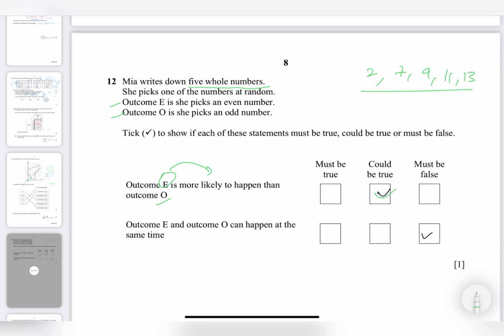Outcome E and outcome O can happen at the same time. Can they happen at the same time? Listen carefully, just try to understand the question. Can a number be even and odd at the same time? No. So this must be false. Either a number can be odd or a number can be even.